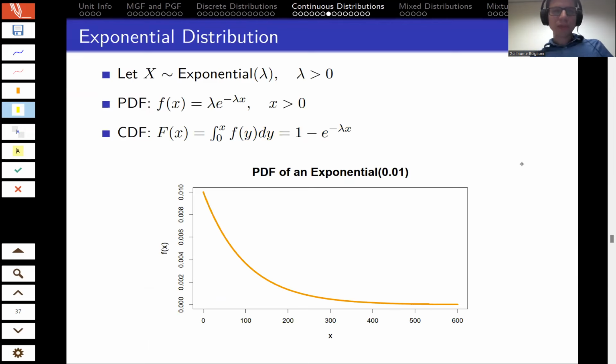Okay, now jumping to the exponential. Again, the exponential, you know it very well, so I don't think I have much to say here. The PDF is this. The CDF would be the integral of the PDF for x, so the integral up to x. It's not an especially hard integral. You get this expression that you're probably familiar with.